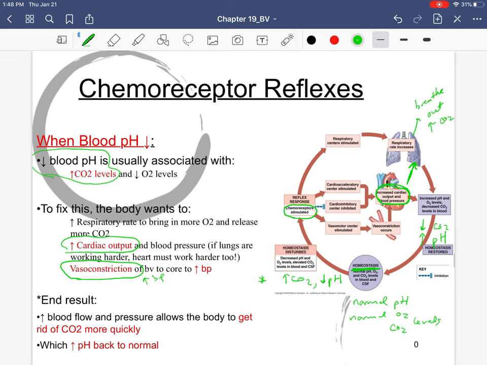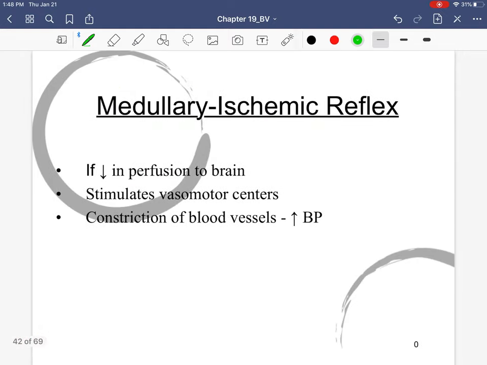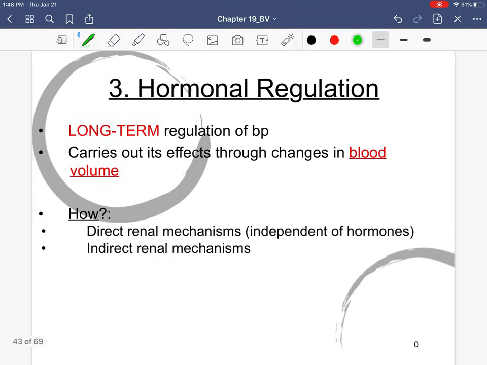All right, so feel free to go over this video many, many times. These are the examples I'd like you to know. I'd like you to know what the receptor is sensing and what's going to happen to fix that initial problem. This is a reflex that I'm not asking you to know. It, of course, does exist, but I'm only going to ask you to know the baroreceptor and chemoreceptor reflexes. All right. You're still with me, ladies and gentlemen.